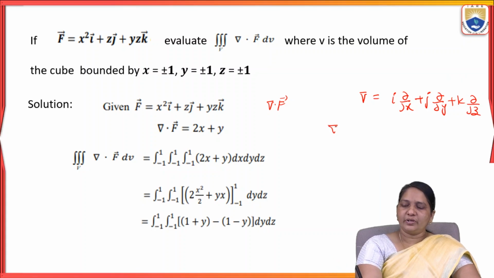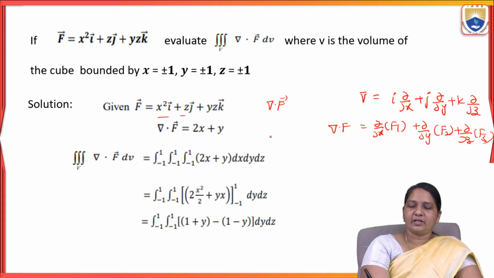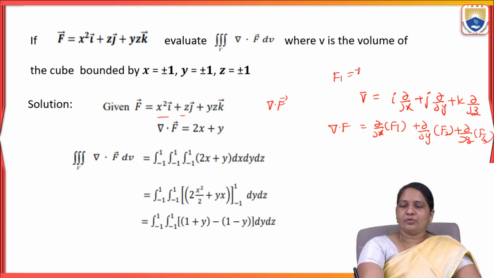So now we are doing del dot f. That means i dot i is 1. So ∂/∂x of f1 plus ∂/∂y of f2 plus ∂/∂z of f3. What is f1, what is f2, what is f3? You can write here: f1 is equal to x², f2 is z, and f3 is yz.